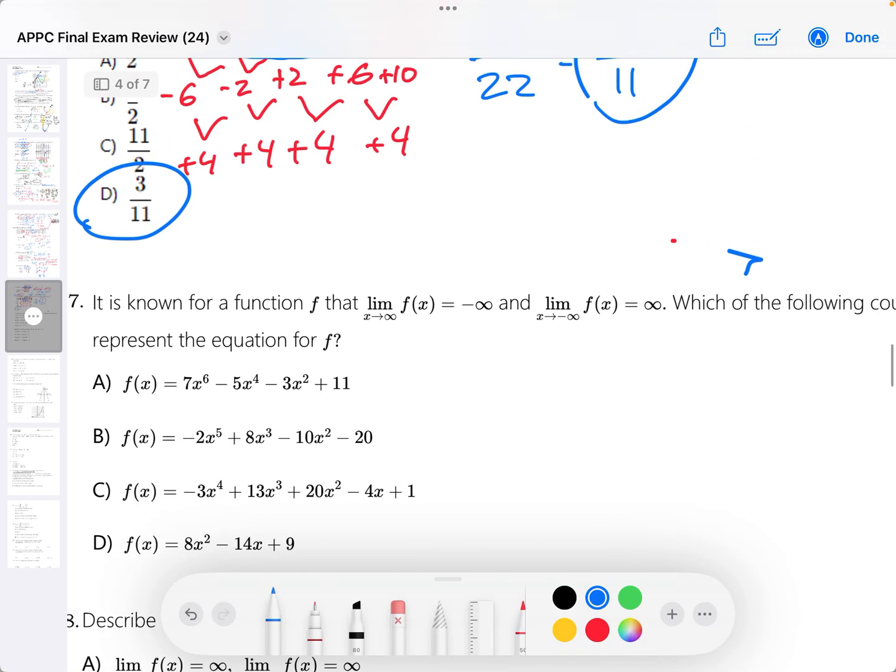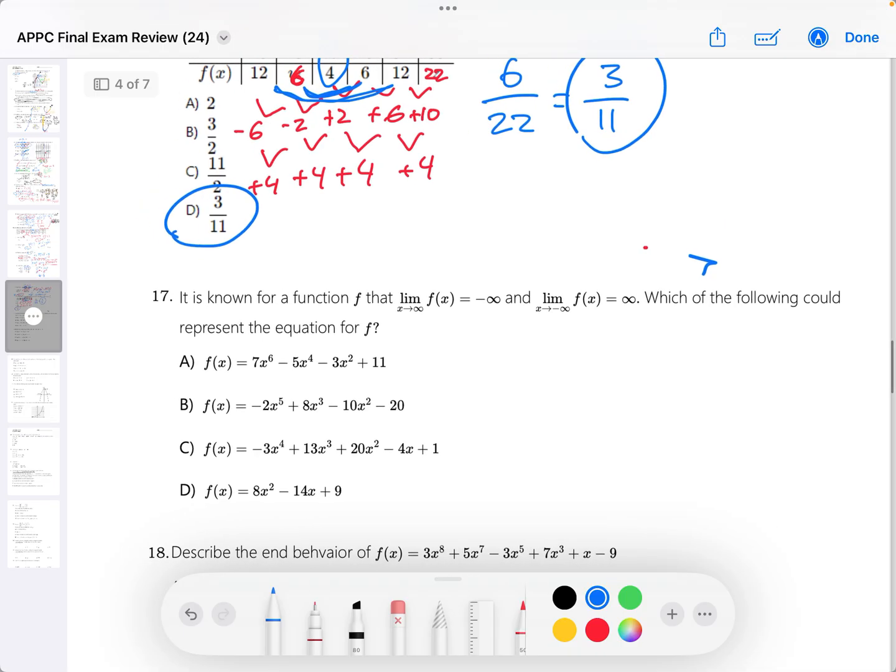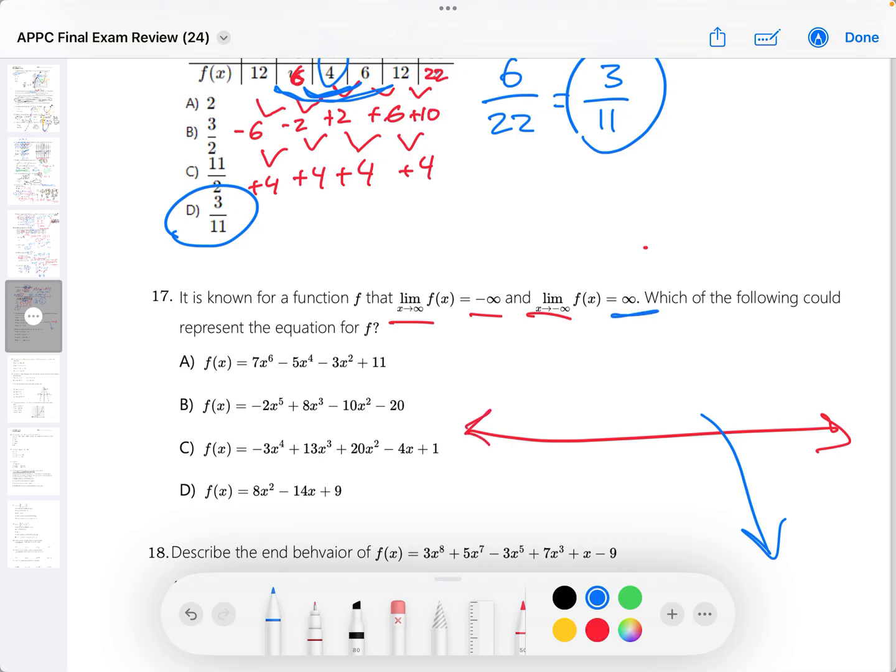All right, here's another one. Much easier than it seems as long as you know the language. Do we understand limit notation? As x approaches infinity, aka as I go to the right, I am approaching negative infinity. So I am going down as I go to the right. On the other side, as x approaches negative infinity, as I go to the left, I'm approaching positive infinity. So I'm looking like this.